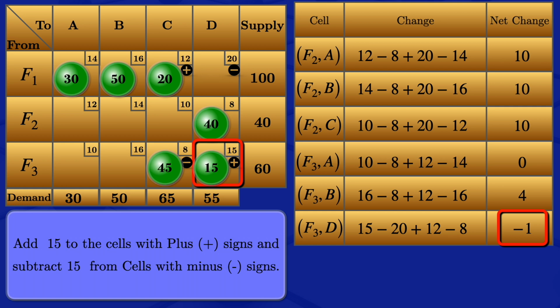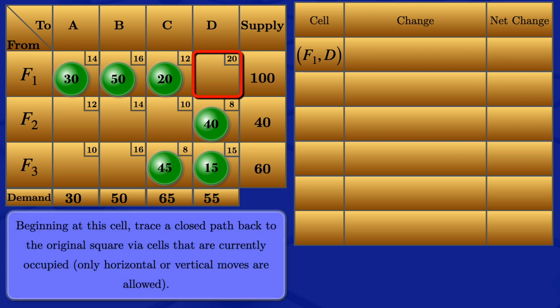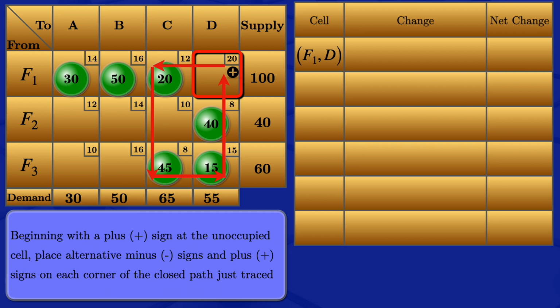Then we go on to calculate the net changes for all the unoccupied cells. We will start with cell F1D, which is this cell right here. We trace a closed path back to the original cell through the cells that are already occupied. In this case, we move horizontally to this cell, vertically downwards, horizontally to this one, and vertically back to the original cell. Place a positive sign in this cell, negative, positive, and negative.